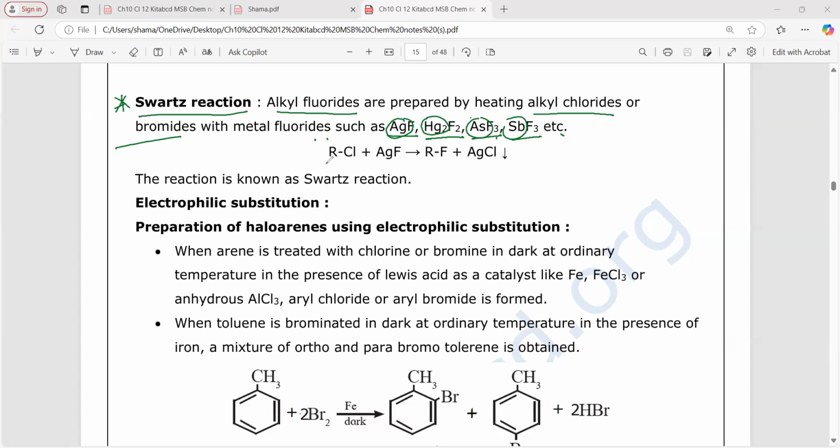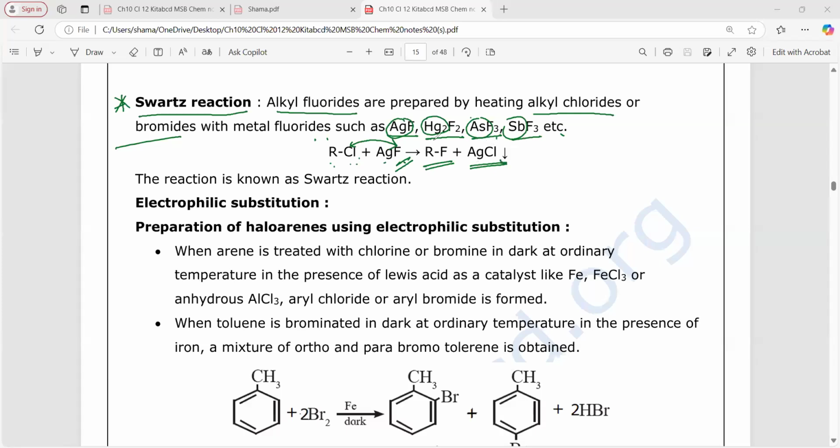So when you treat an alkyl halide, especially alkyl chloride or alkyl bromide, with the metal fluorides, what happens? The fluorine and chlorine will get exchanged. Exactly the same reaction as happened earlier. Only the thing is, instead of iodine here, fluorine will get exchanged, right? You will get alkyl fluoride, and silver chloride would be formed as a precipitate.